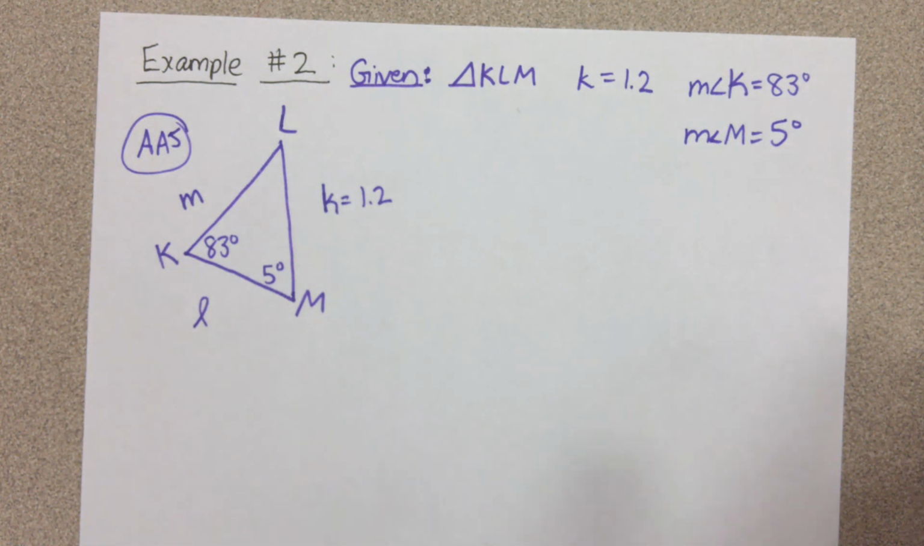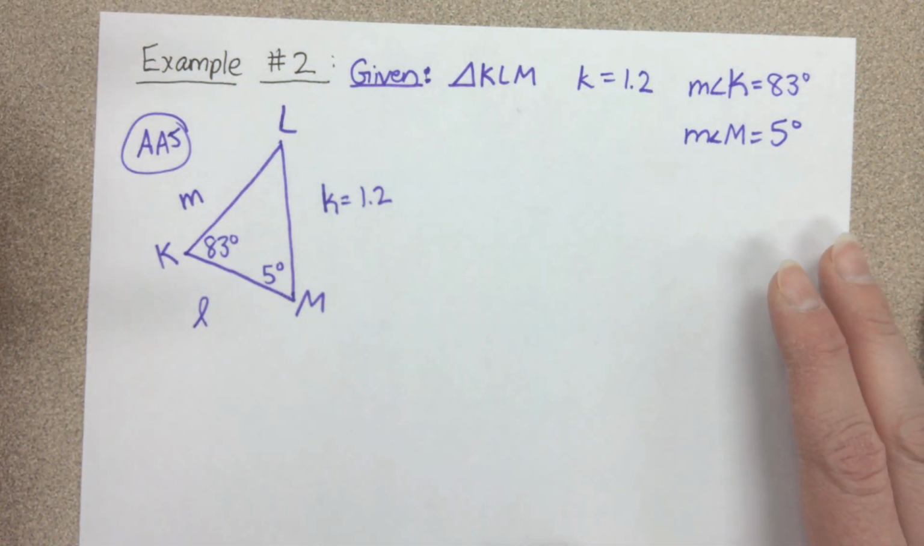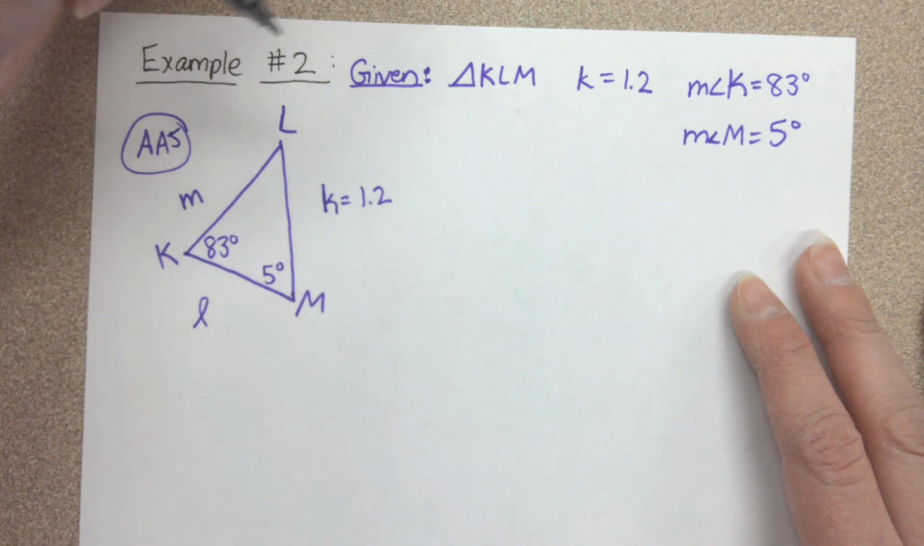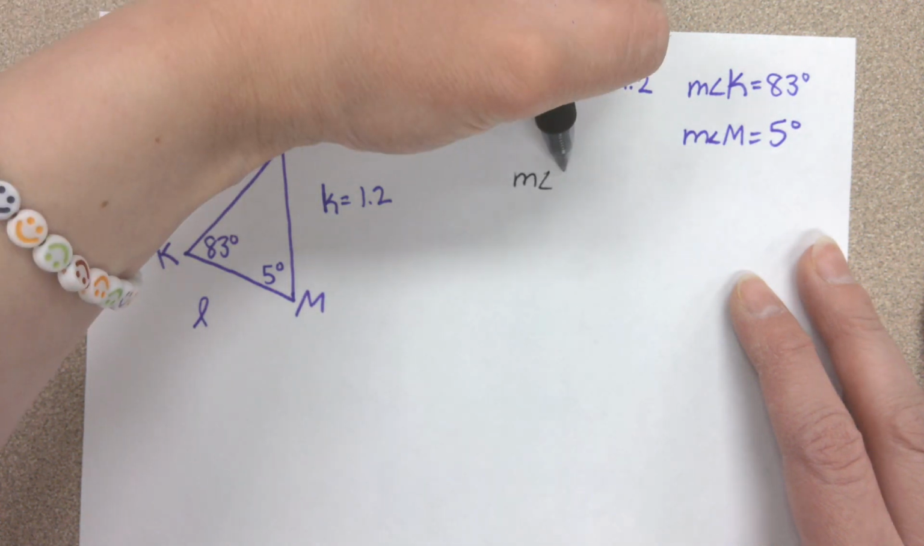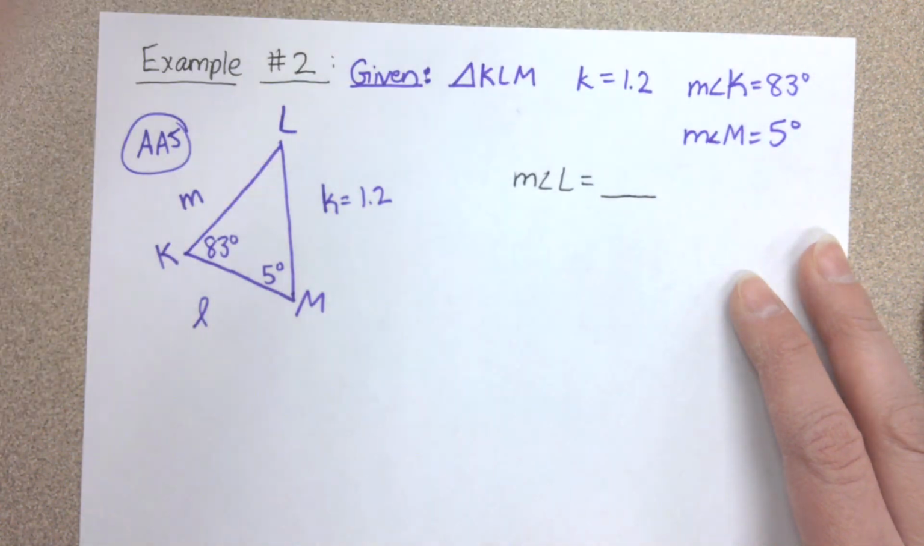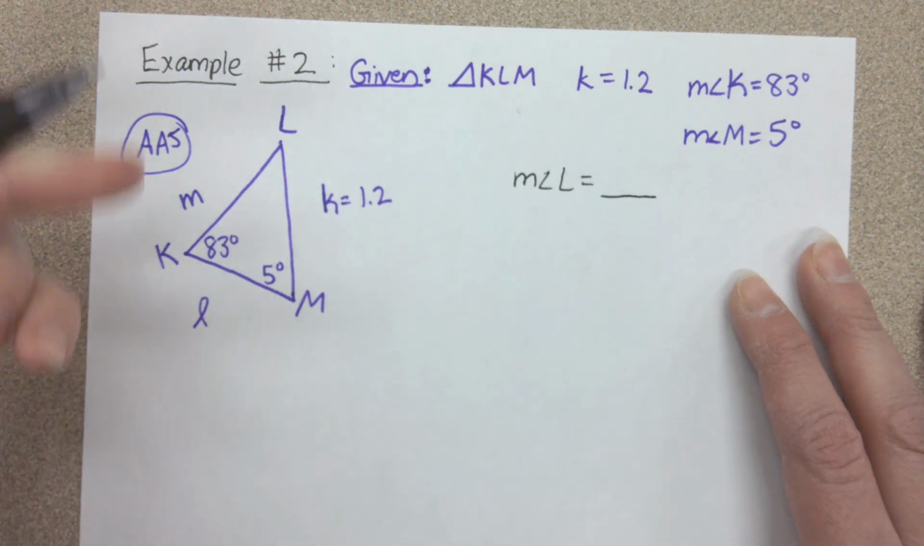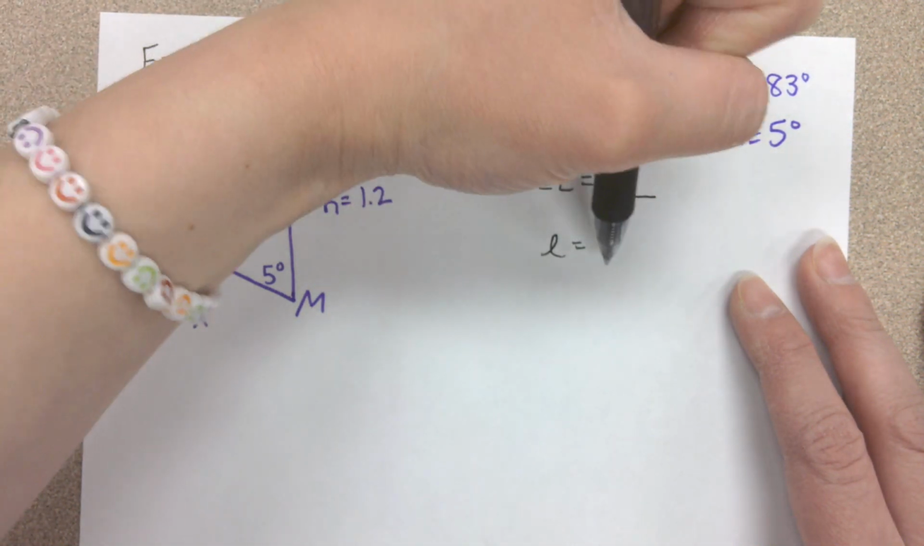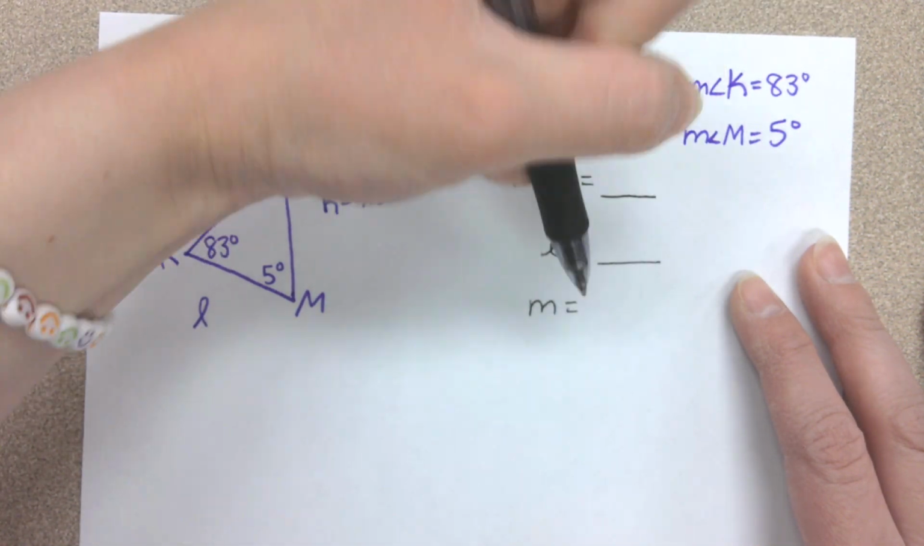All right, I'm going to make my answer list real quick. The only thing we're missing of an angle is L, so I'll write that first, measure of angle L. And then our two missing sides, I go alphabetical order, side L and side M.